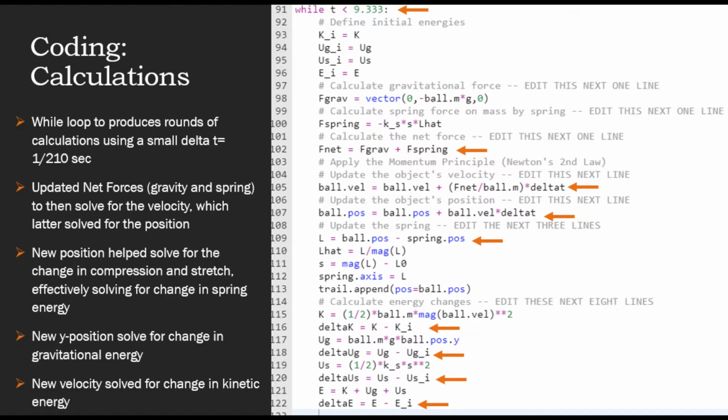Coding calculations is where we repeatedly updated the net forces, position, velocity, and energies of the system. A while loop produced a myriad of calculations using a small delta t increase of 0.0048 seconds. First, we calculated the net forces at a given time to solve the velocity update equation. The new velocity solved the position update equation, and the new position solved for the change in compression and stretch of the spring, solving the spring energy. Additionally, the y position solved the new gravitational energy, and finally, the new velocity solved for the change in kinetic energy.